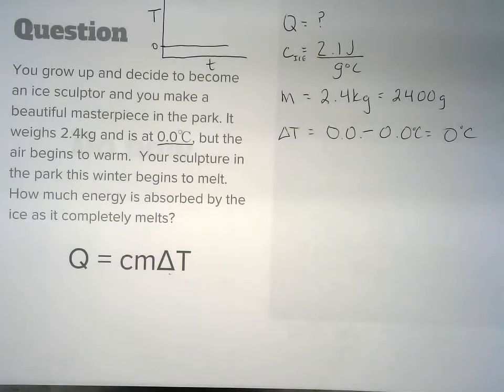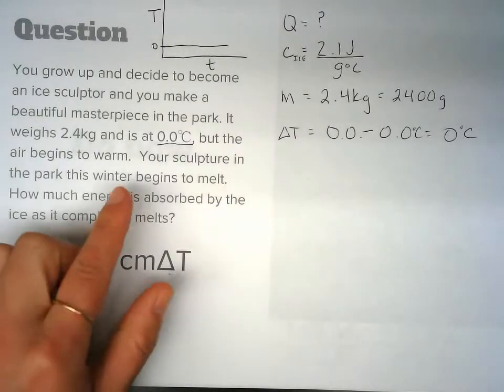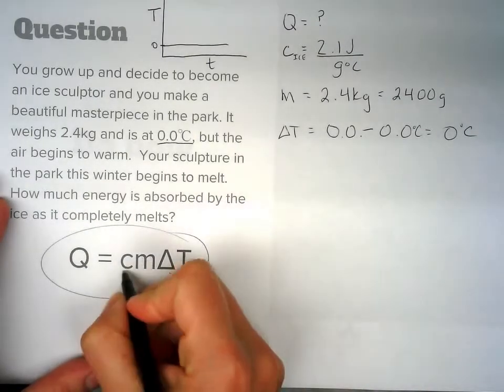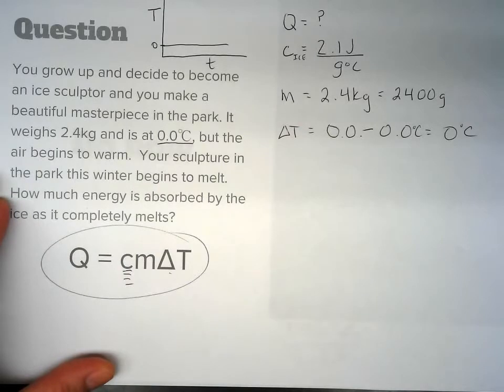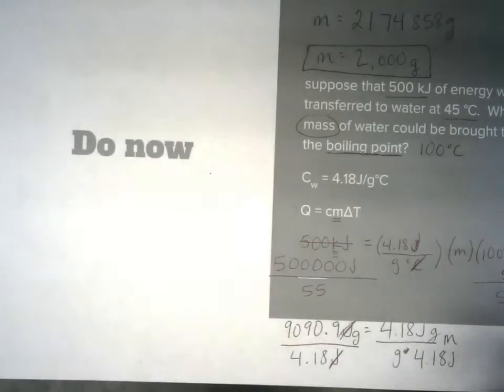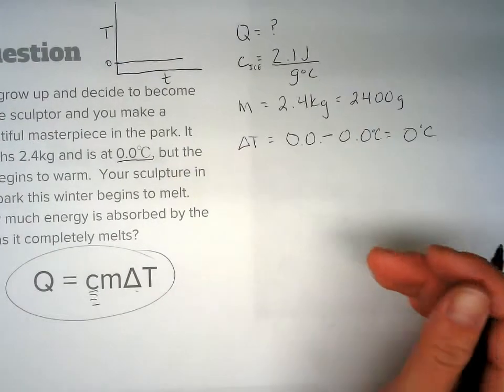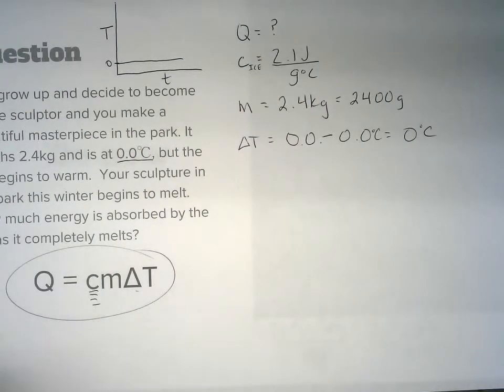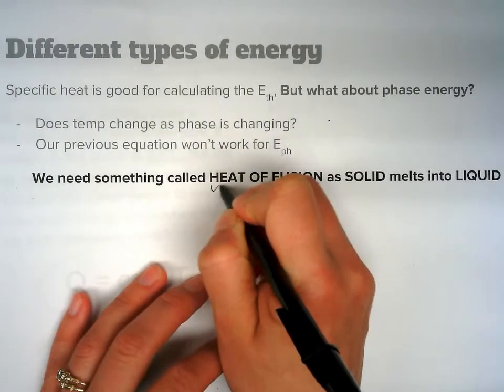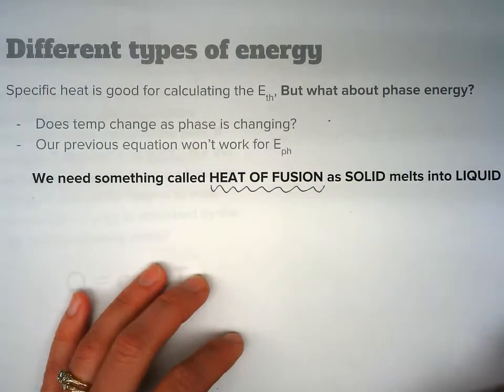So what this tells me, and what this should tell you guys, is that we need a different type of equation for this. So when water is changing temperature, we can use this equation and use specific heat, but there's something different that we need when water or a substance is changing phase. And that's what we call heat of fusion.